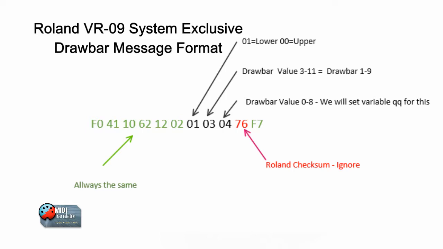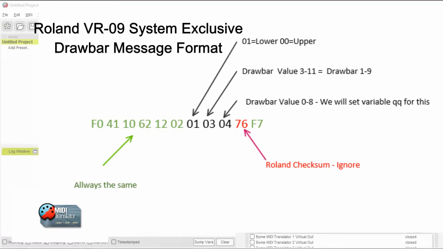In this example, the green text represents repeating information that is present no matter which drawbar is moved. The red text is the calculated Roland checksum, and in this case we will ignore it for the purposes of this project. We will use the remaining portion of the message to construct each of our translators. The 01 here shows that this is a lower drawbar message. The 03 represents which drawbar is being moved. In this case, it represents drawbar number 1, and the 04 is the value of the drawbar from 0 to 8. We will construct a separate translator in the project for each drawbar used.